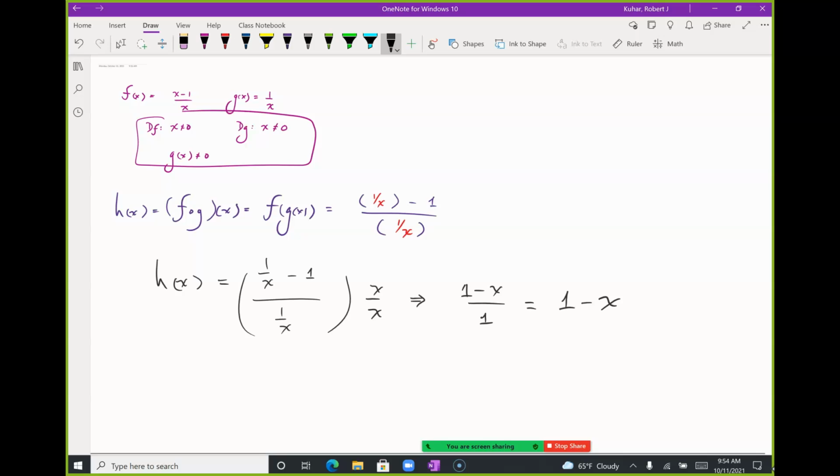Now, it's a little bit strange looking at this, because this is just 1 minus x, right? My composition is 1 minus x, but I have to remember I cannot use 0 here. I cannot use 0 here, right? Because it's not in my original function. So in this composition of functions, I have to adopt the domain from the original functions. And you'll see why in a second.